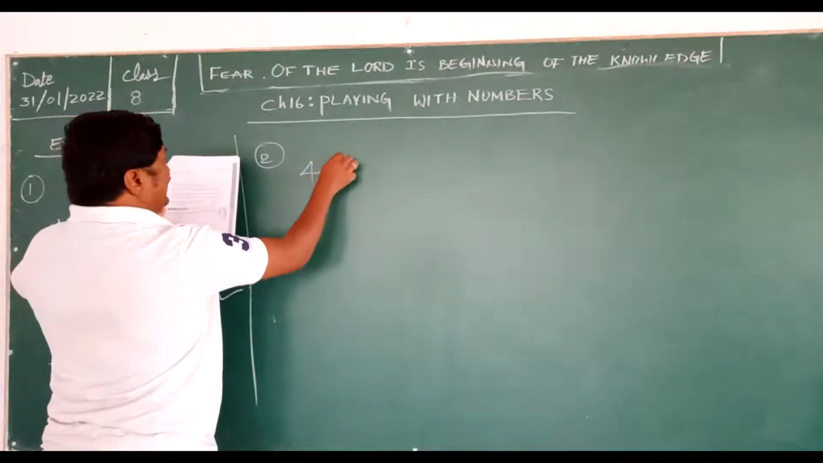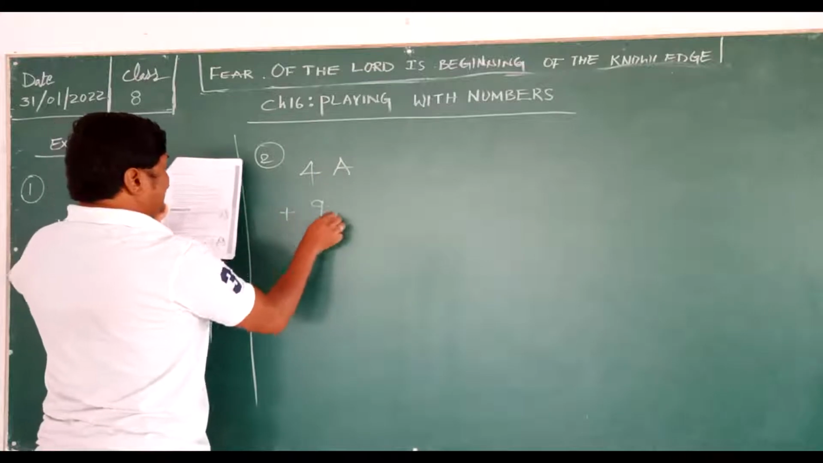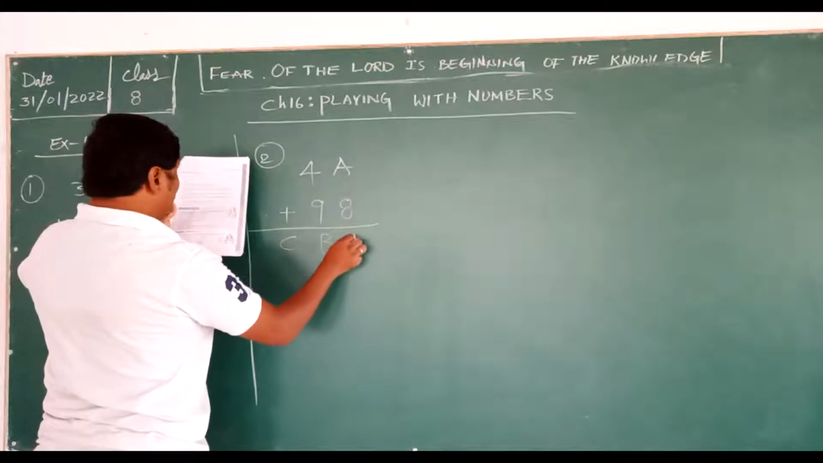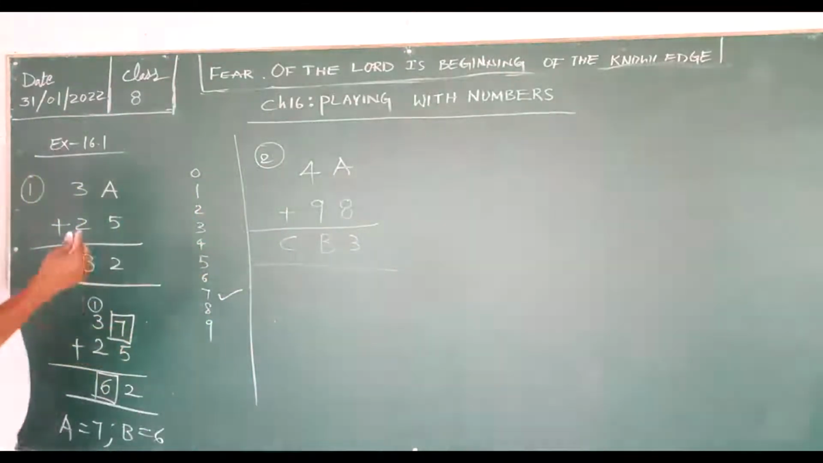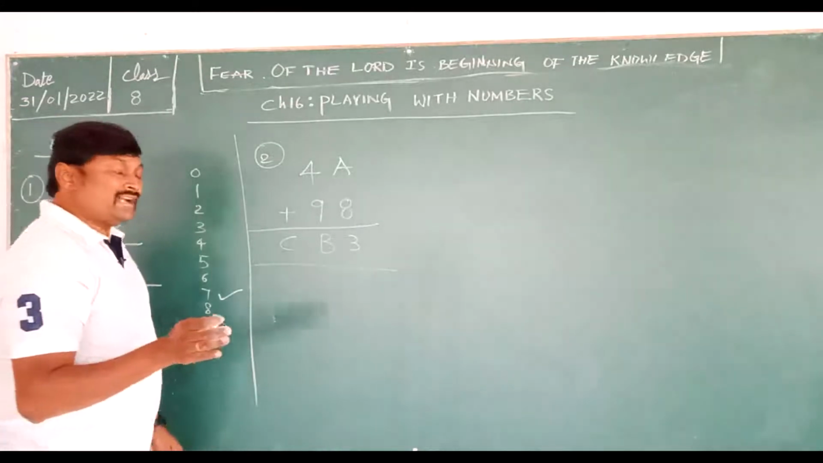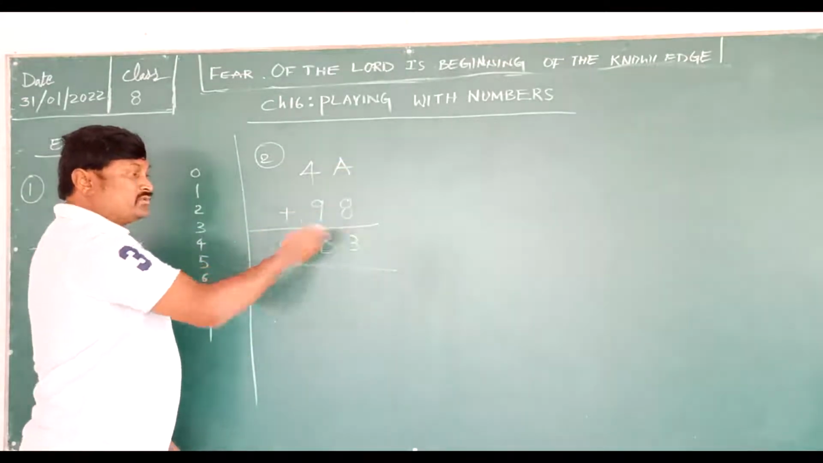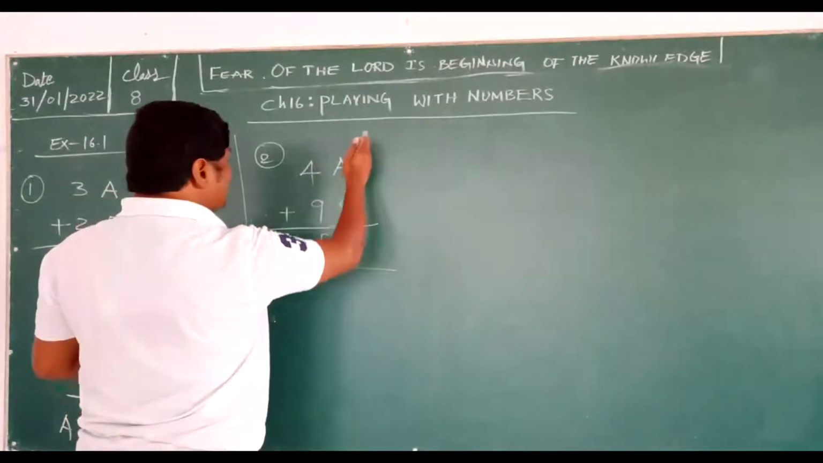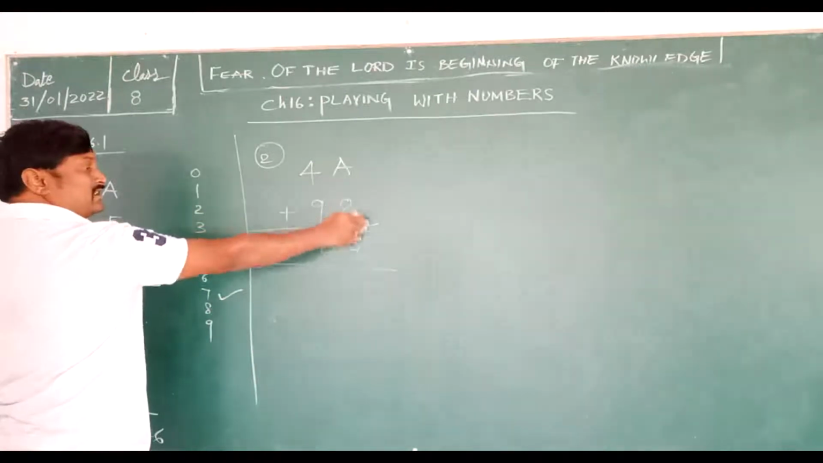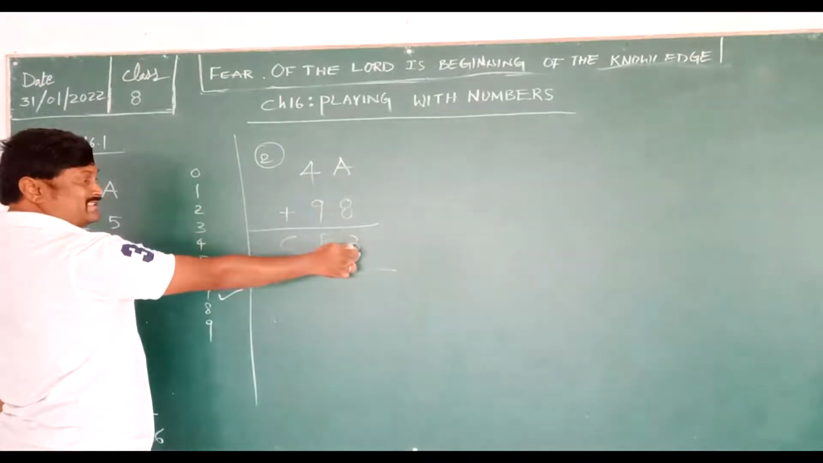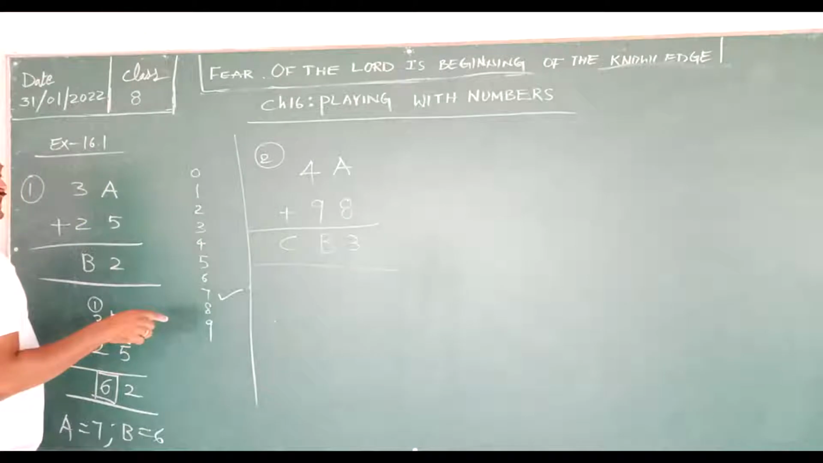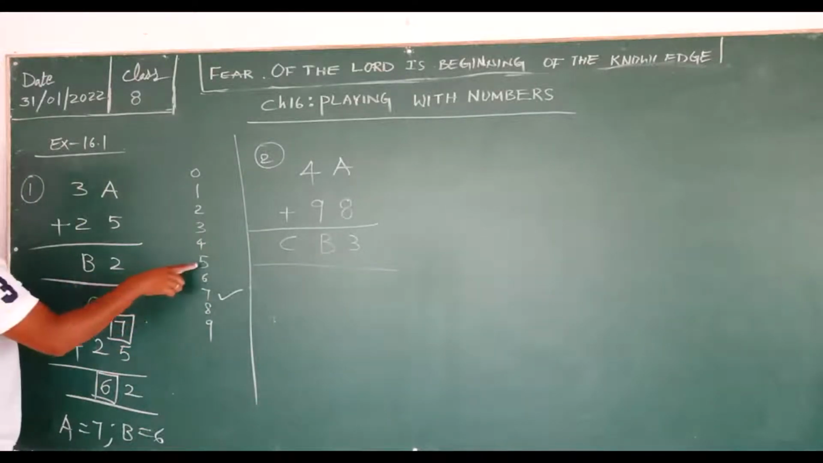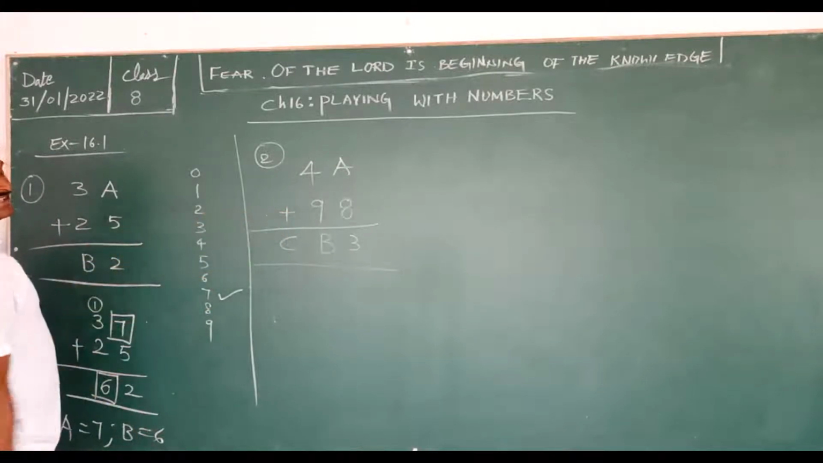Now 4A plus 98C, equals B3. Again the same procedure. How will you add? You will always add from right side to left side, right? So first, the right side, the last one, what is there? A plus 8 is equal to 3, I want. Which number do I need to add to get that? So if you add 5, 5 plus 8 is nothing but how much?